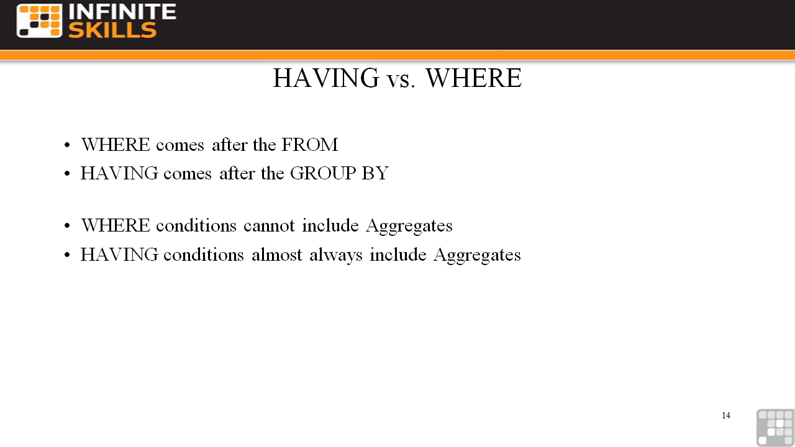So again, a little bit of having versus where. Where comes after the from clause, having comes after the group by. Where conditions cannot include aggregates like the sum or average. Those summary functions, those are the aggregates, you cannot put them in a where clause. It will not work, it should give you a syntax error. It won't give you accurate results. The having conditions almost always include aggregates because our groups are usually about getting summary information for a group.